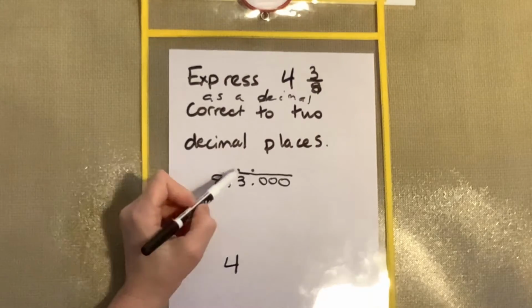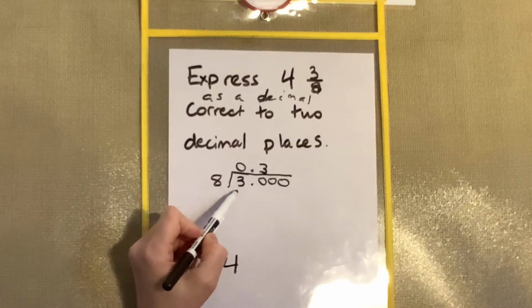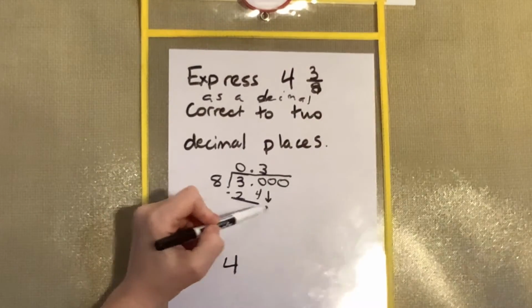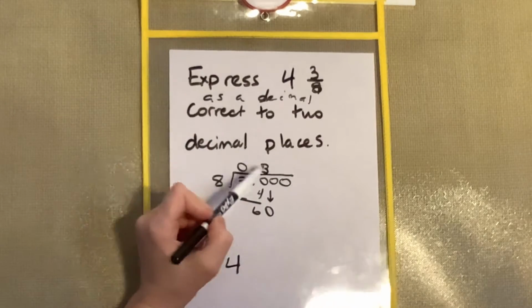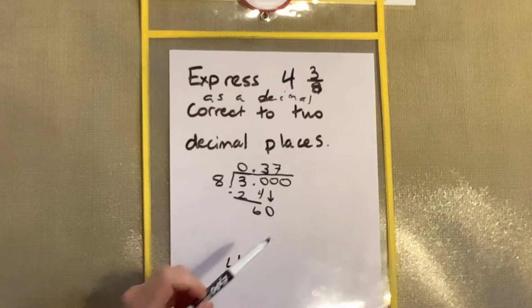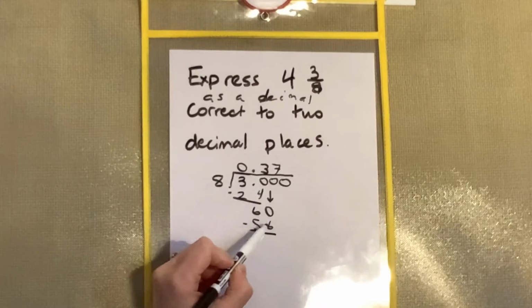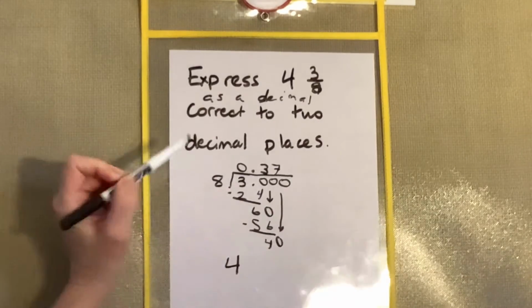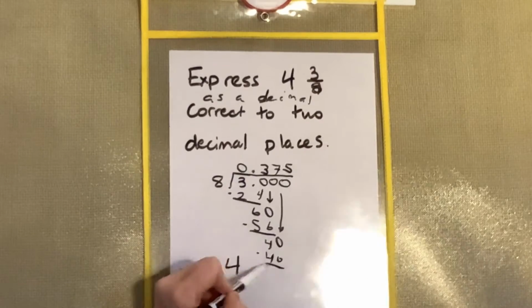Okay, so 8 does not go into 3, but it goes into 30 3 times. 3 times 8 is 24. We subtract and get a remainder of 6 and bring down our 0. 8 goes into 60 7 times. 7 times 8 is 56. Remember, 5, 6, 7, 8, with a remainder of 4. And we bring down our 0. 8 goes into 40 5 times with no remainder.